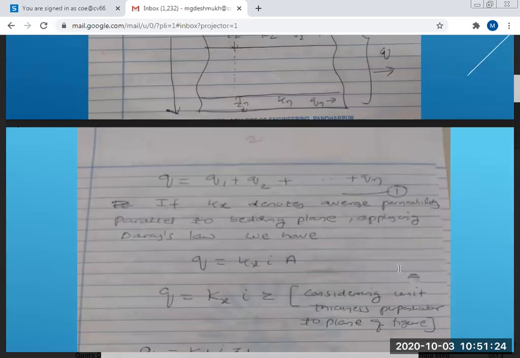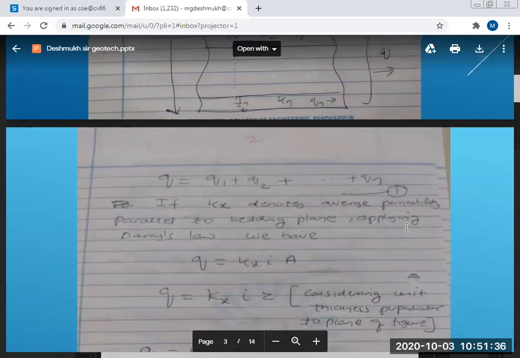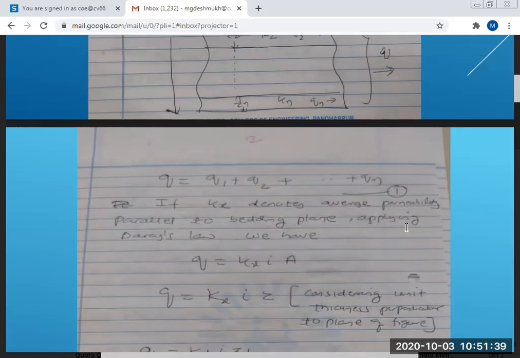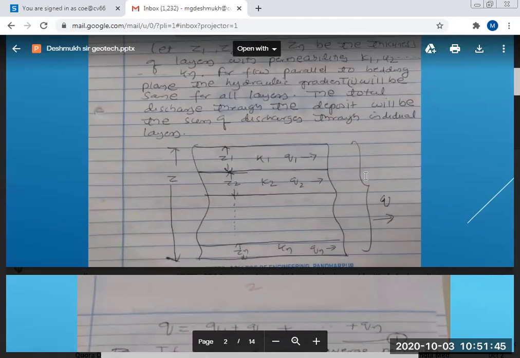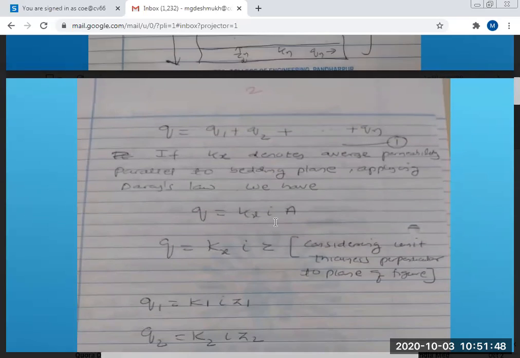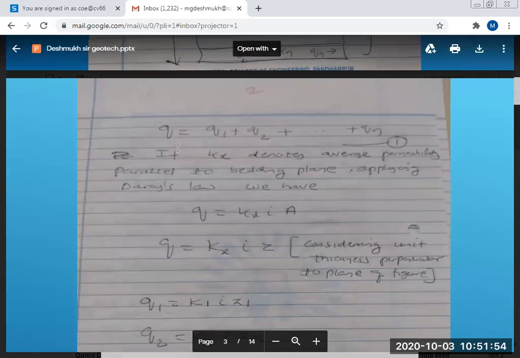If Kx denotes the permeability parallel to the bedding plane, then the total Q is given by Kx into I into A, where Kx is the effective coefficient of permeability for the whole bed. Remember, this is Darcy's law. What Darcy's law says is Q is equal to KIA. So for the entire bed, I have taken Q is equal to Kx into I into A.